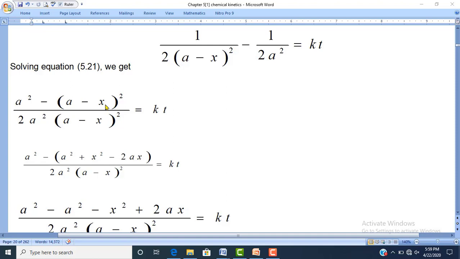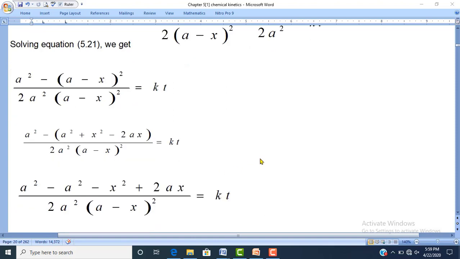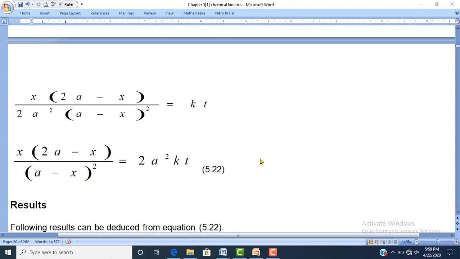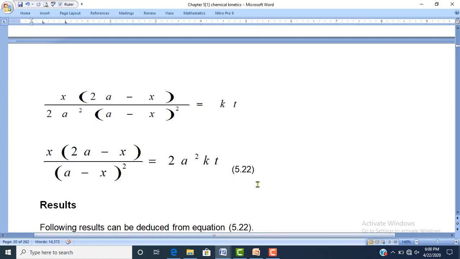minus a square plus b square minus 2ab. So here x is taken instead of b. So the (a minus x) square formula will be taken as a square plus x square minus 2ax. By further simplifying the equation, we finally find the value x(2a minus x) over a square (a minus x) square is equal to 2a square kt.